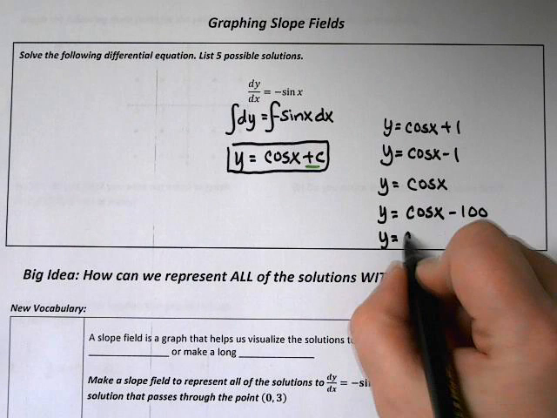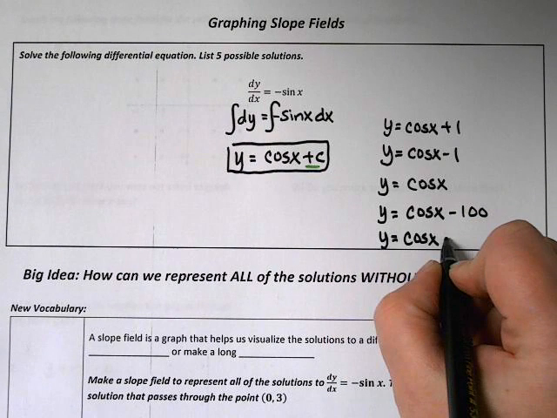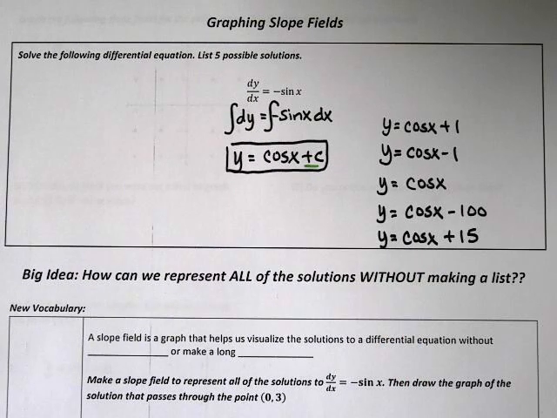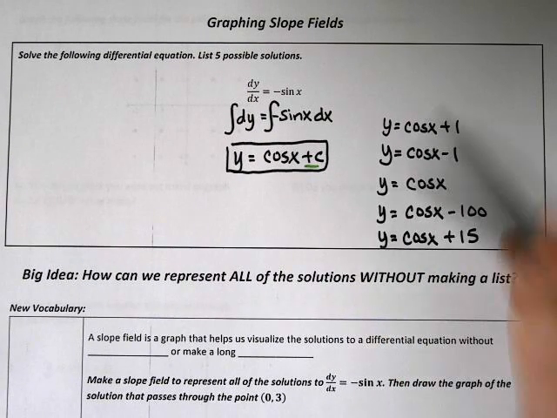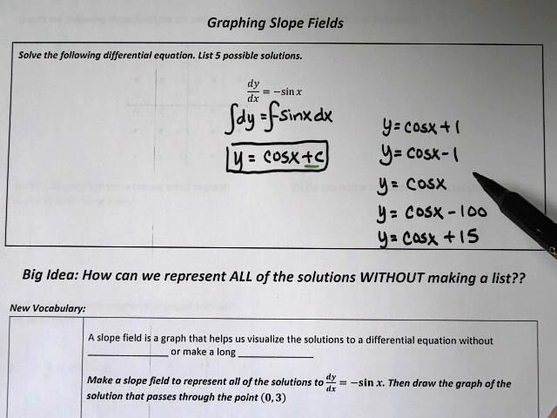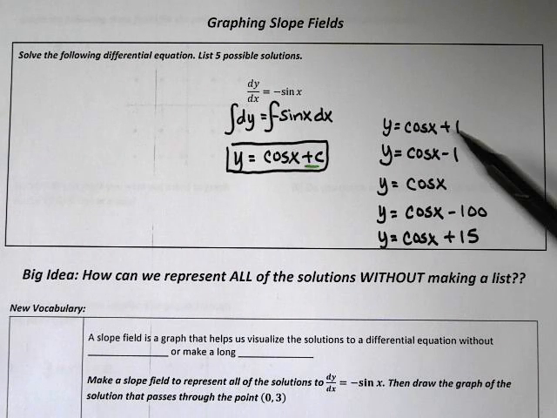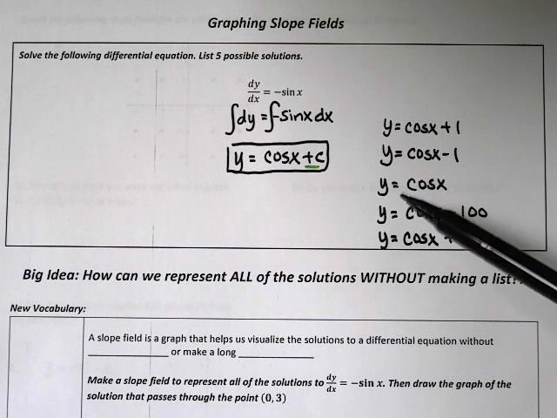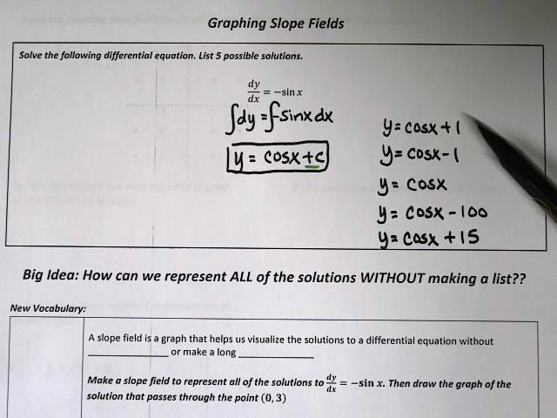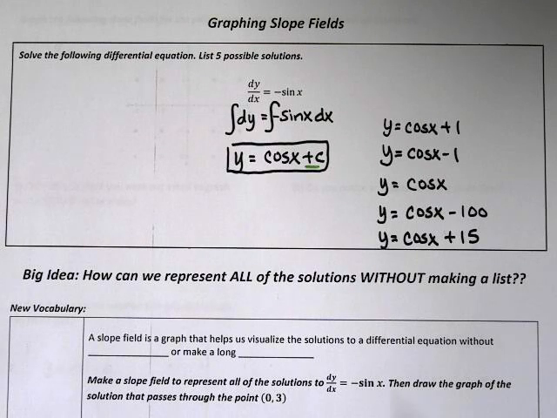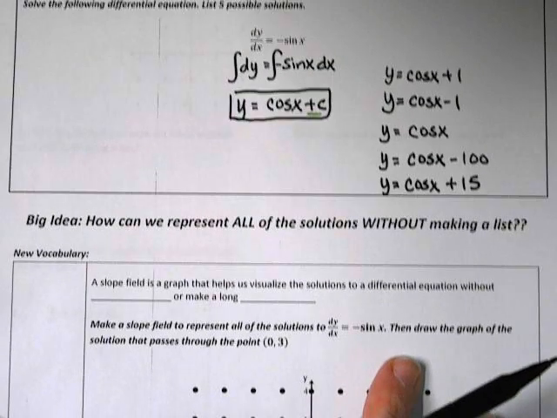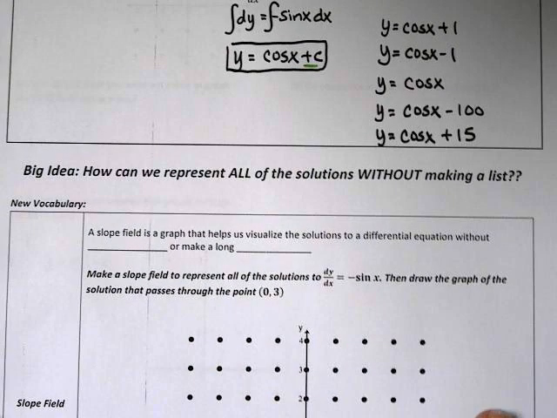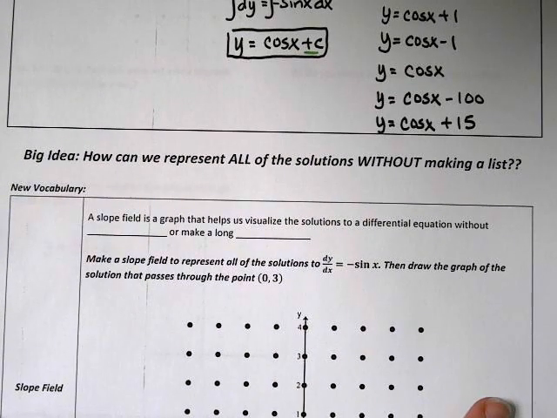Or let's see, we need a fifth one. So y equals cosine of x, let's do plus 15, whatever. All right, but there's 5 possible solutions. Now, really, there are infinitely many because we can come up with any value that we want for c. It could be a fraction, it could be a decimal, positive, negative, doesn't matter. But these are 5 possible solutions. So the big idea here is we want to know how can we represent all of the solutions without making a list. So that's where slope fields come in.